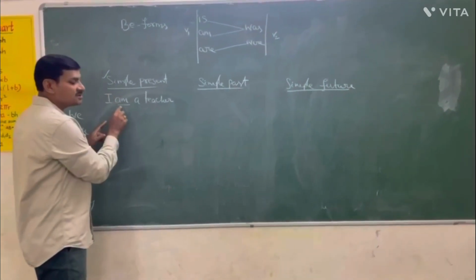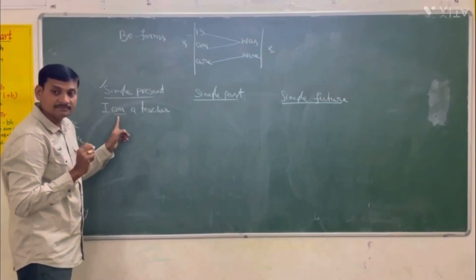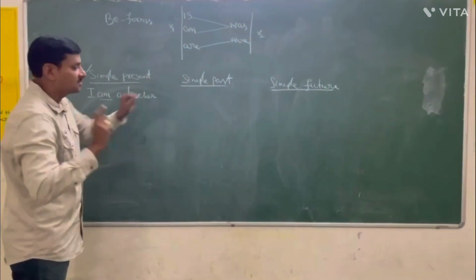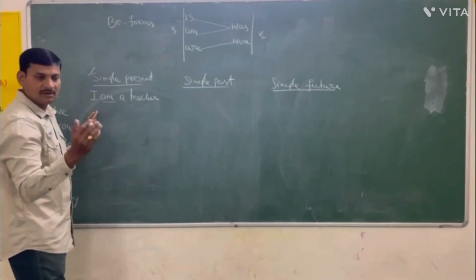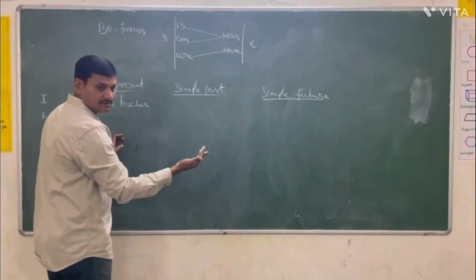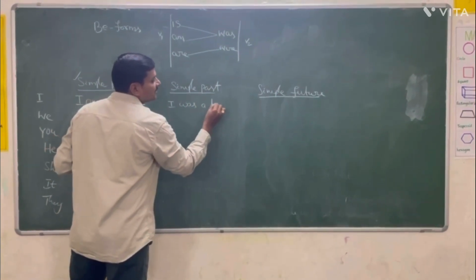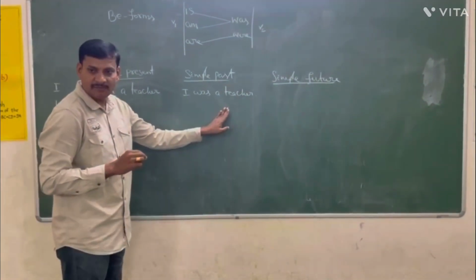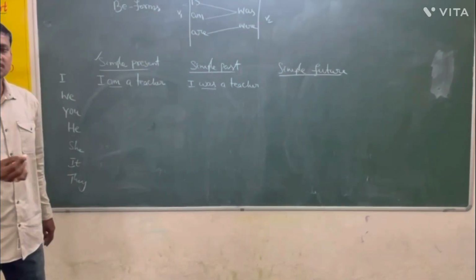What is the past form of am? Was. So, let me write the same sentence in simple past. Tell me, what is the simple past tense of I am a teacher? I was a teacher. Very good. In this sentence, where is the be form? Was.